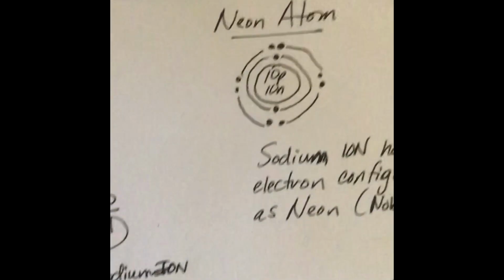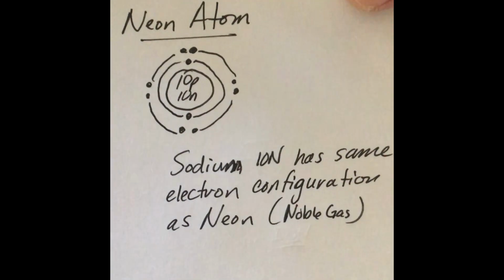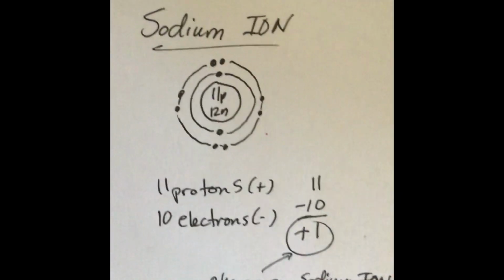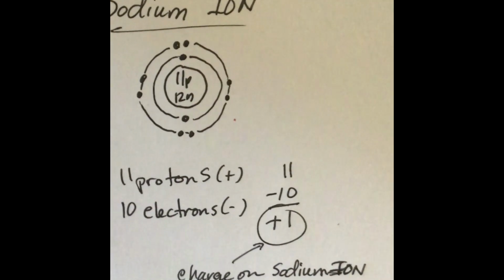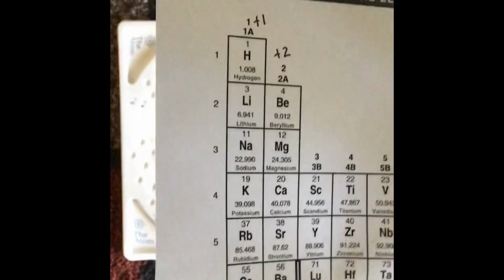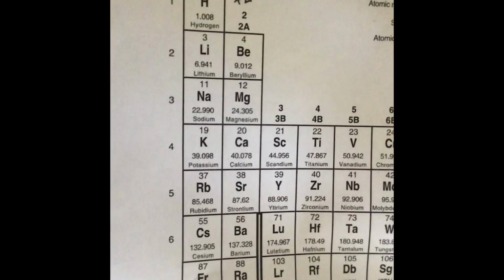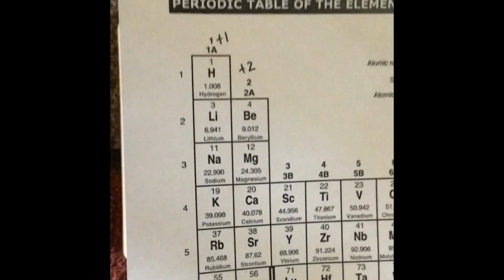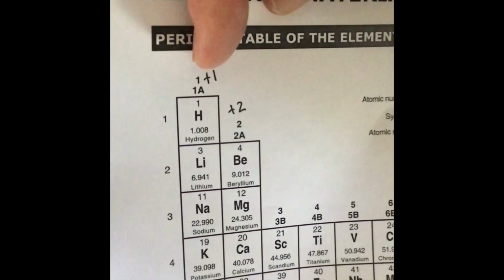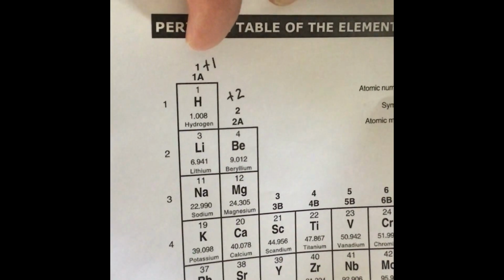Okay? It's going to have the same electron configuration as neon. There's neon. And neon's a noble gas. So in other words, the elements want to have electrons just like the noble gases. And if we look, this tells us here, all of the elements in period 1 are going to lose 1 electron and form a +1 ion. That's why we write +1 on there.